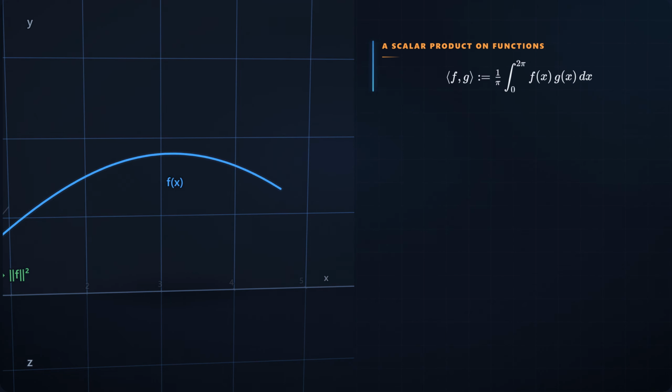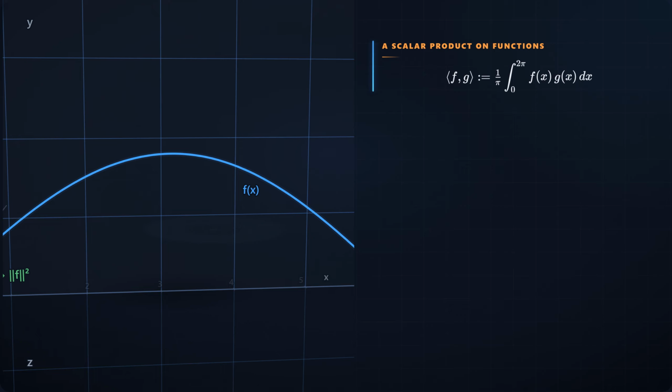Back in part 1, we defined a scalar product by 3 rules: bilinear, symmetric, positive definite. Nothing in those rules mentions coordinates. So let's go find a scalar product on a space of functions. But a function isn't a list of numbers. What plays the role of the components?